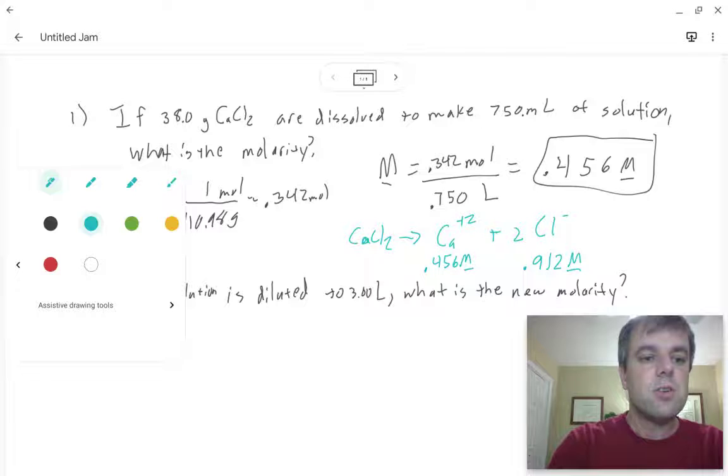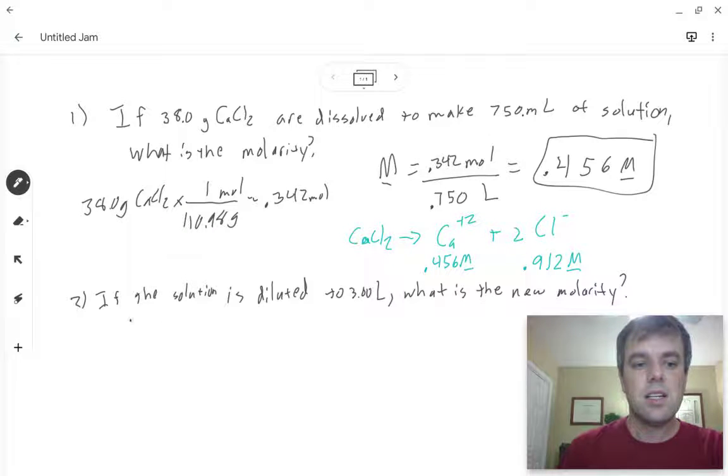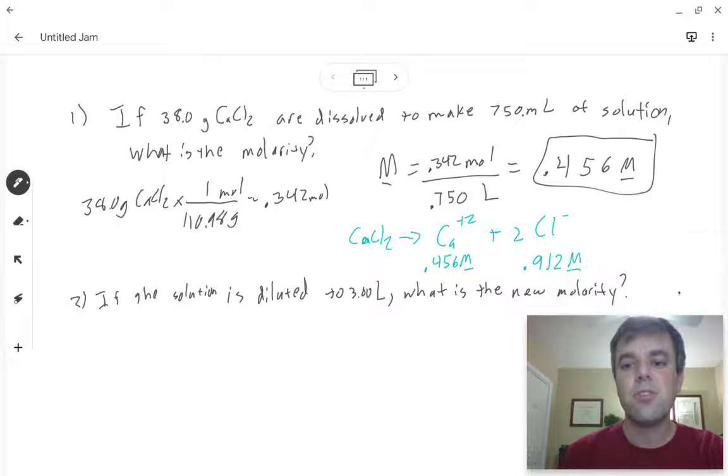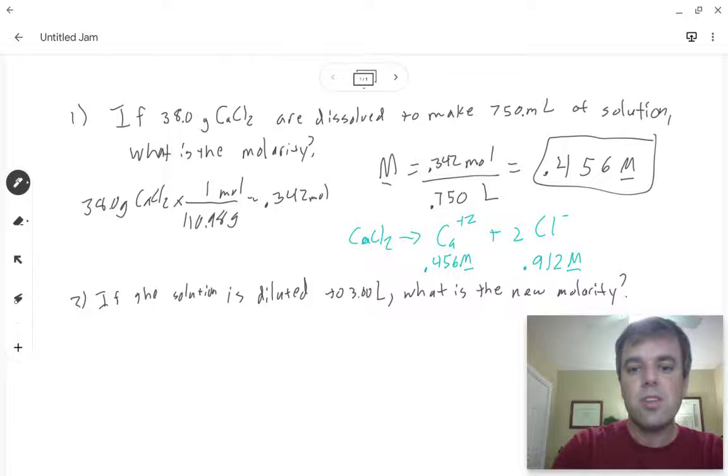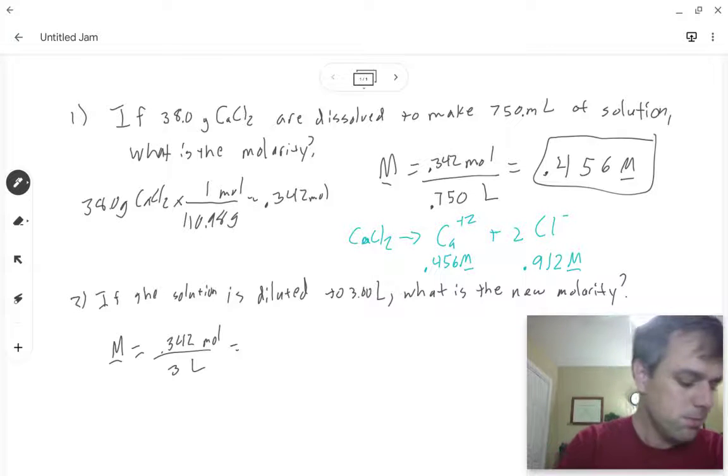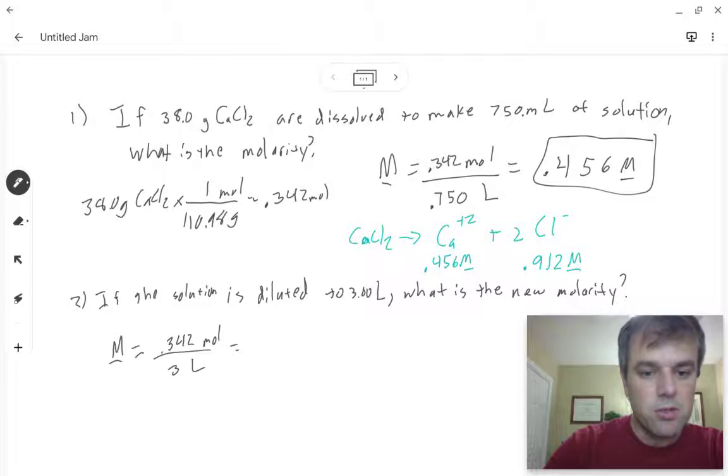Now, I want to show you an additional step to this problem we could take. Down here, I ask if the solution, the one we made up here, is diluted to 3 liters, what is the new molarity? Well, there are 2 ways you could calculate this. Because if we're diluting it, we're adding water, we have not changed how many moles we have. So the molarity would equal 0.342 moles divided by 3 liters, which would be 0.114 molar.